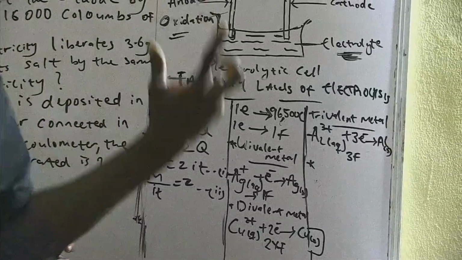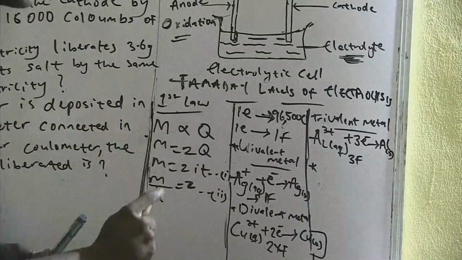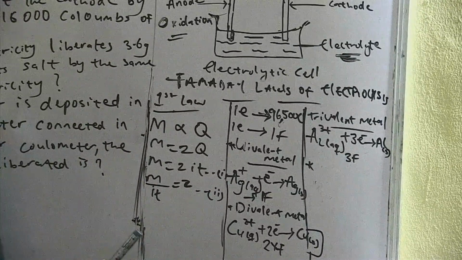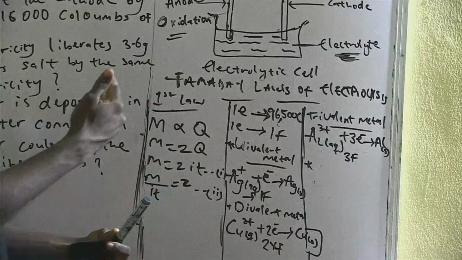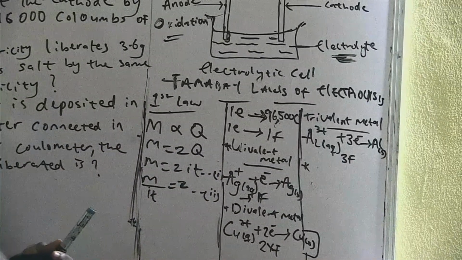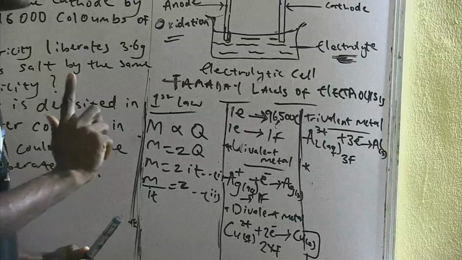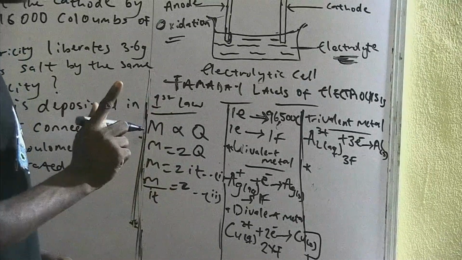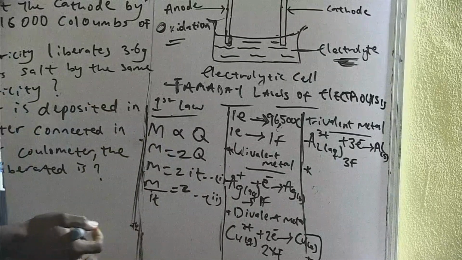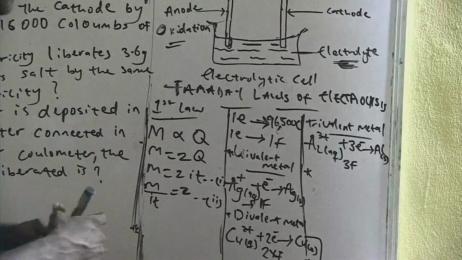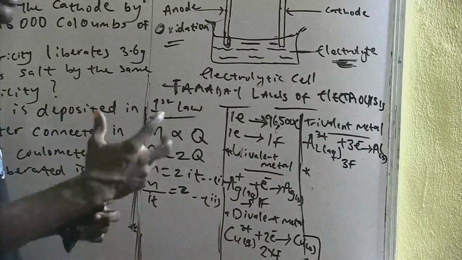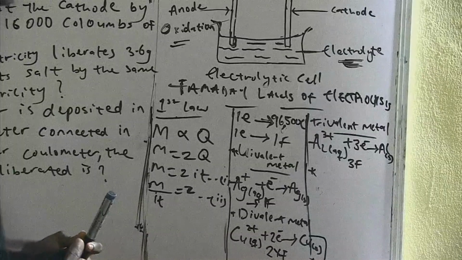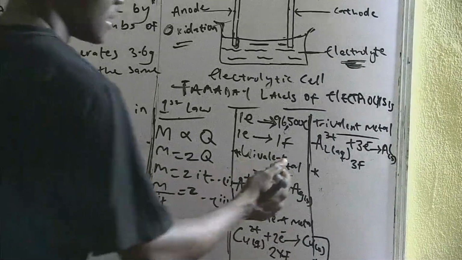From Faraday's law, the mass of the substance deposited during electrolysis is directly proportional to the quantity of electricity passing through the electrolyte. Now, that law holds, right? However, instead of using mass, we can also use molar mass, because sometimes we deal with molar mass and not just mass alone. So when you want to introduce molar mass, you have something like this.